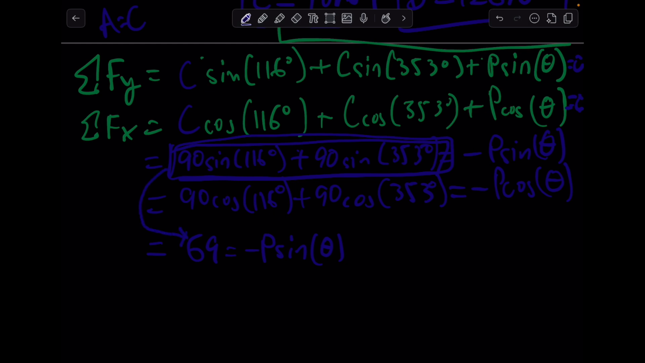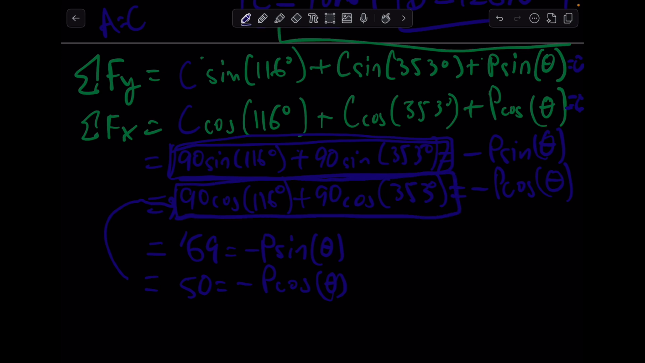So now we have to do this one. For the second equation, if you input all that into a calculator, you're going to get 50, equal to minus P cosine theta. So this 50 I got from here. I plugged all this right here into a calculator. That's all I did, and that's how I got the 50. Okay, now we have a very simple equation, and we can try solving for that.